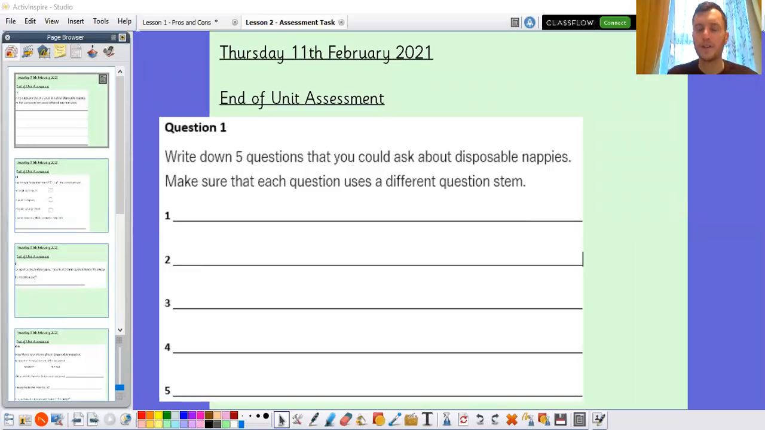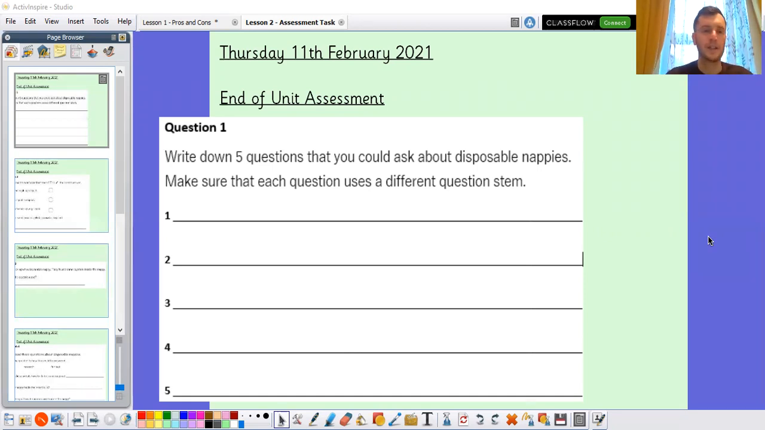There are a few questions. You can either jot these down on a piece of paper, or there is a way to do them on Microsoft Teams as well, although the questions are slightly different on there. First question, write down 5 questions that you could ask about disposable nappies. Make sure that each question uses a different question stem, like what, where, when, why, how, at the beginning of each question.